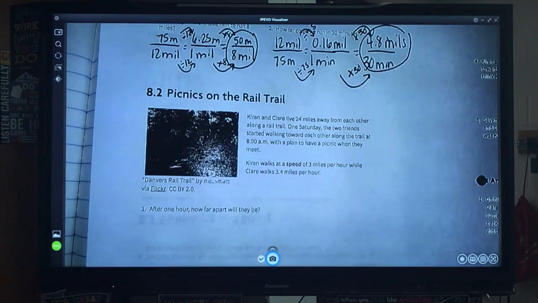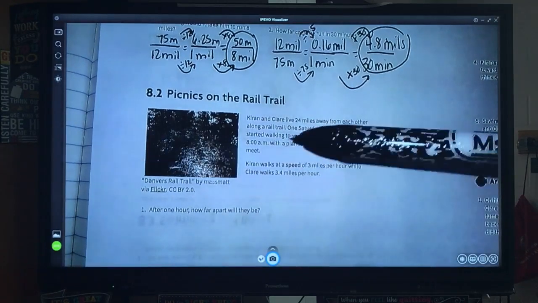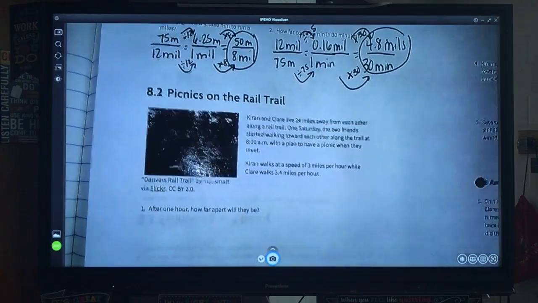Does it give you their rate? Let me ask that. It gives you both of their rates. That's going to be important. All right, you're going to use this information to answer number 1.